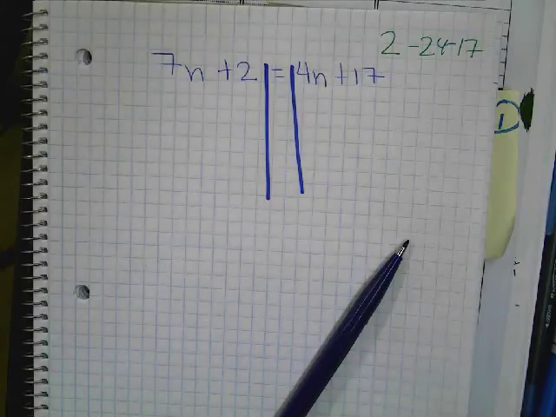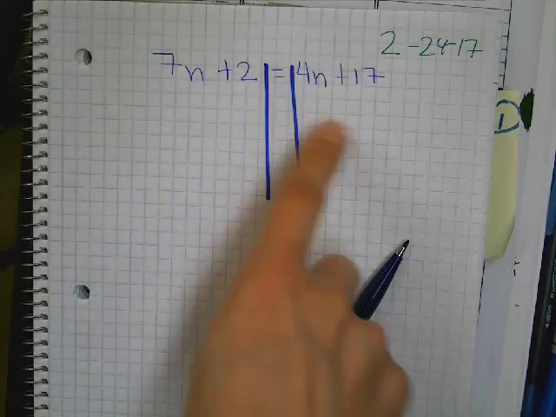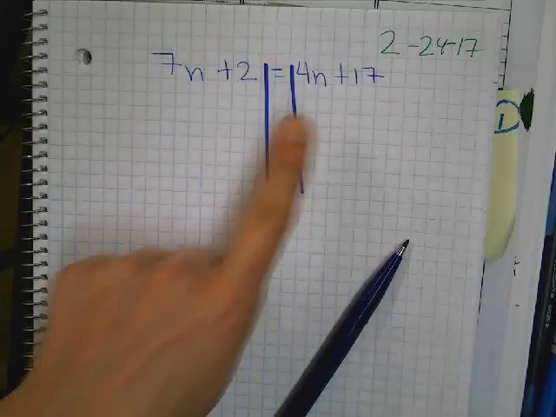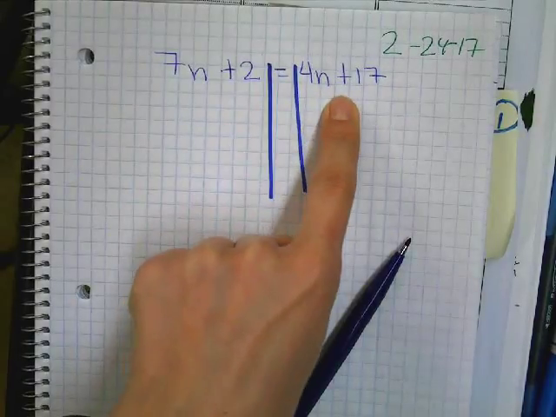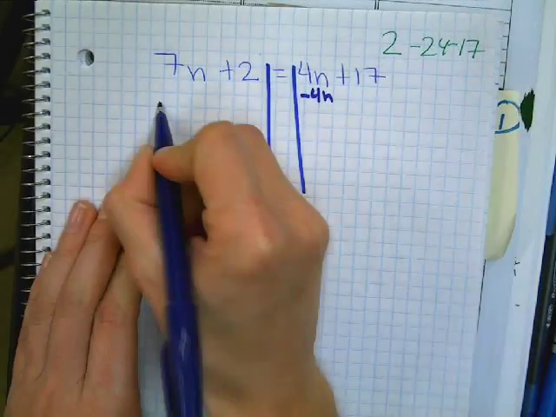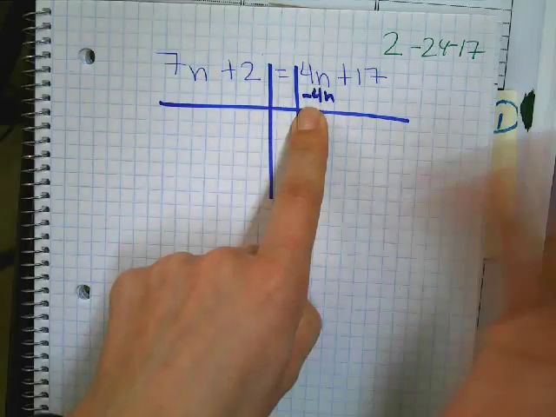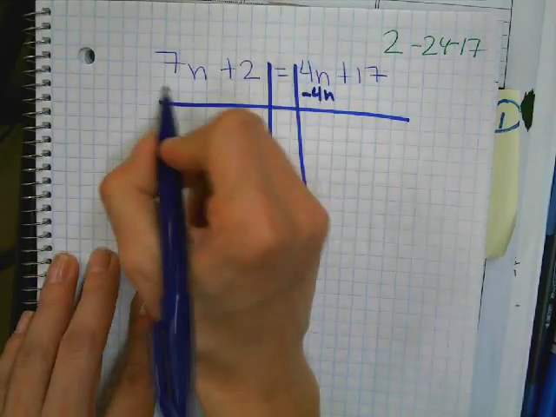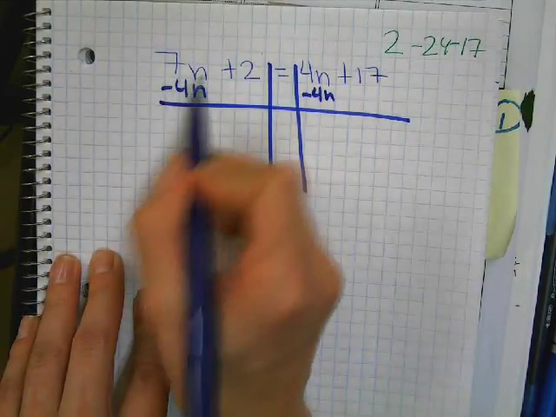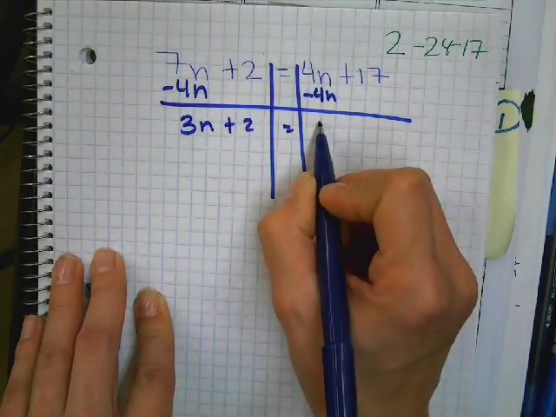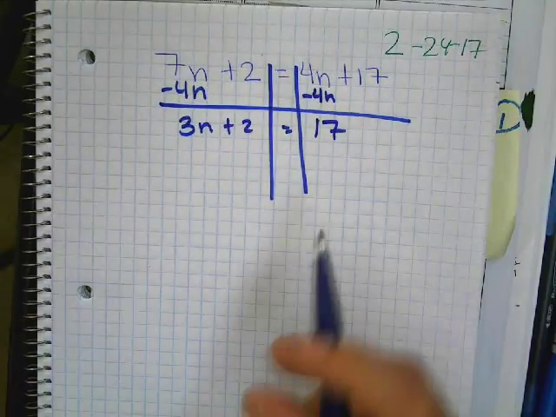4n. You always want to move the smaller one. So how do I move the 4n? How do I move it to this side? How do I eliminate this 4n from this side? How do I make it 0? Subtract 4n. Because what's 4n minus 4n? 0. That's what I want. I want to eliminate it from this side. So whatever you do to this side, you have to do it to this side. What's 7n minus 4n? So I got 3n plus 2 equals, what's on this side? 17, right? We don't write the 0.